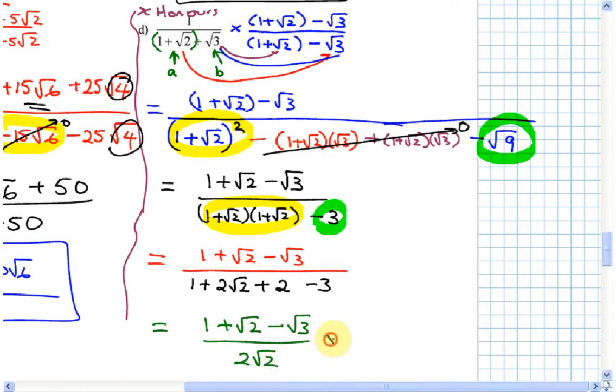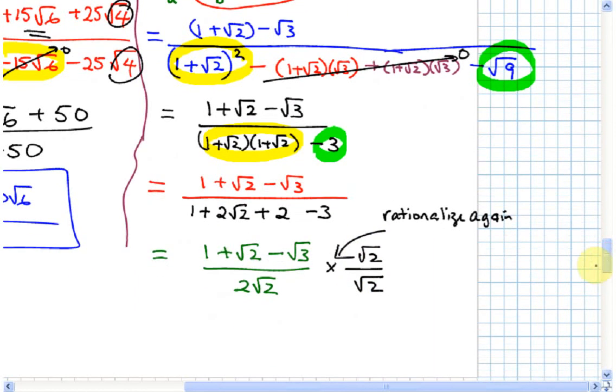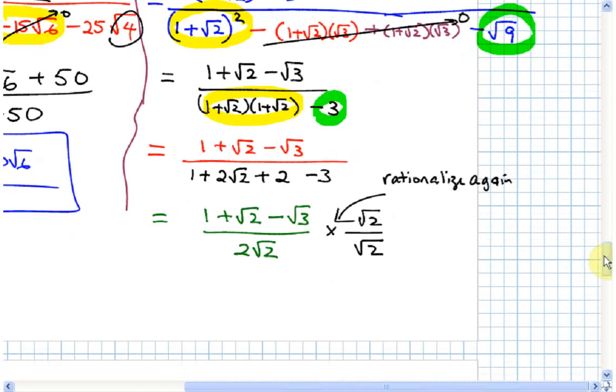Yes, I will rationalize once again. I'll say rationalize again by multiplying both the top and the bottom by root 2. And I hope you still have some room, because now I want you to take the root 2 and multiply by every single term inside here.